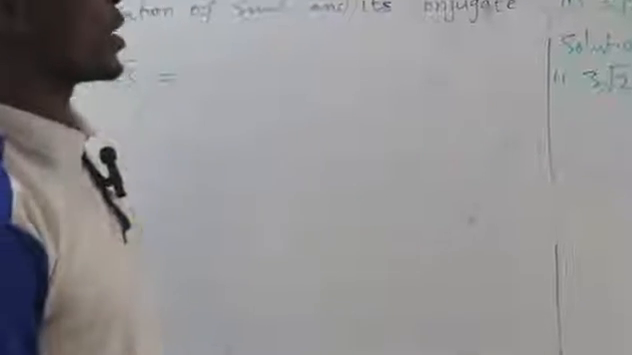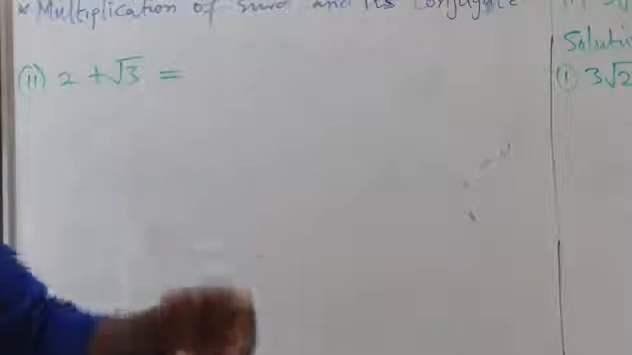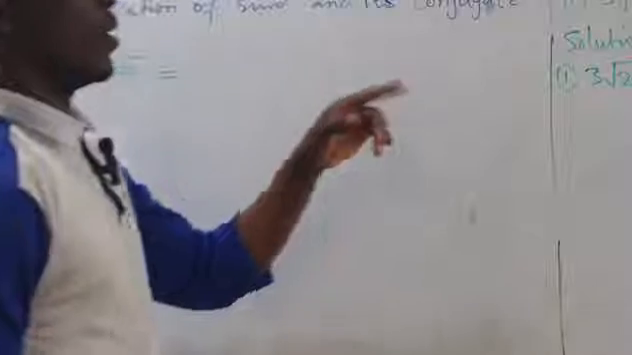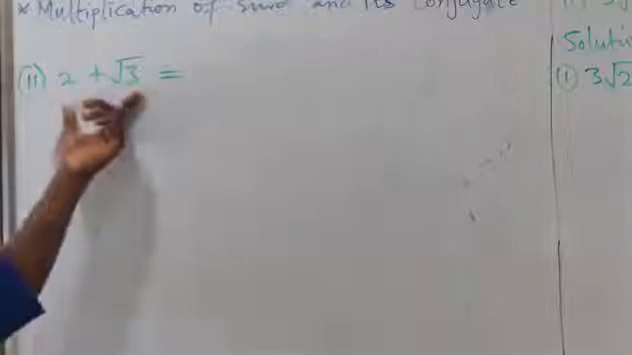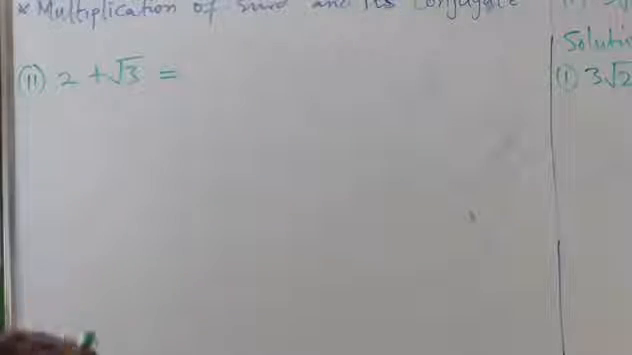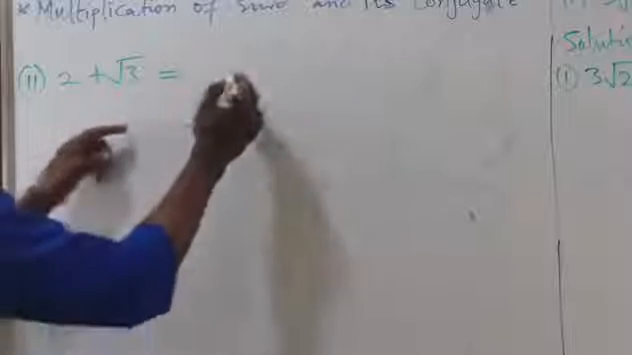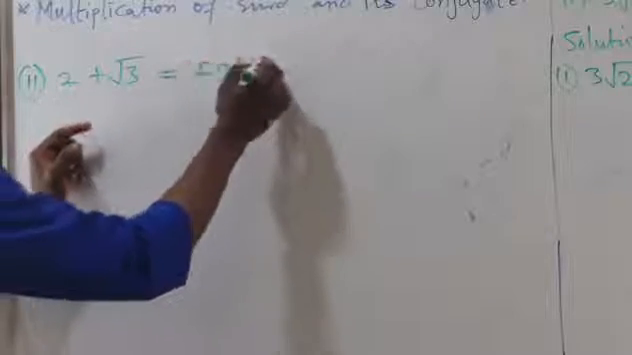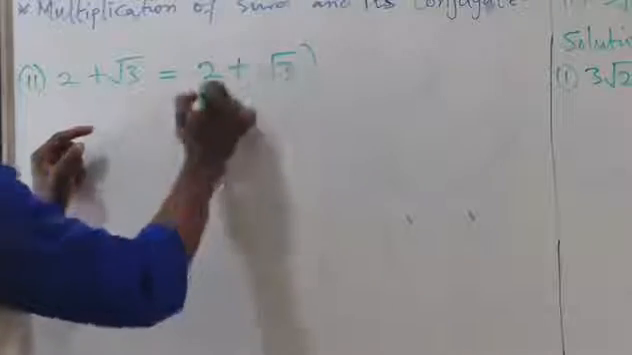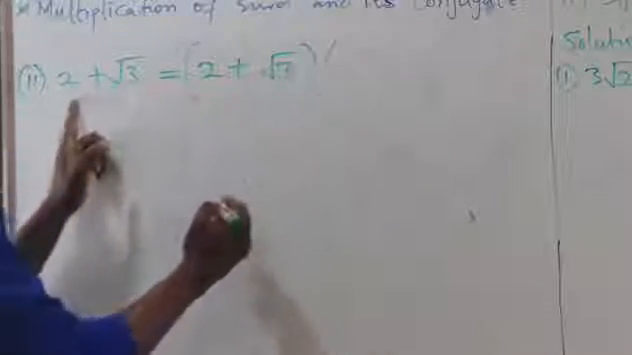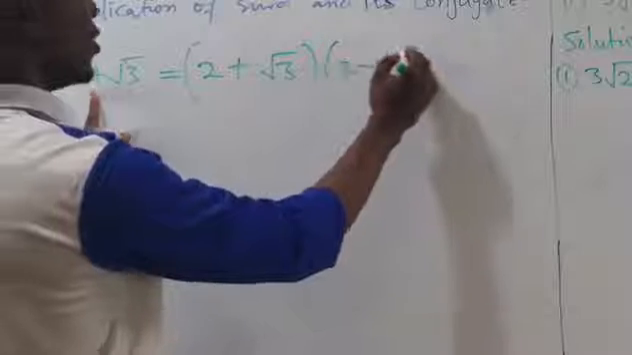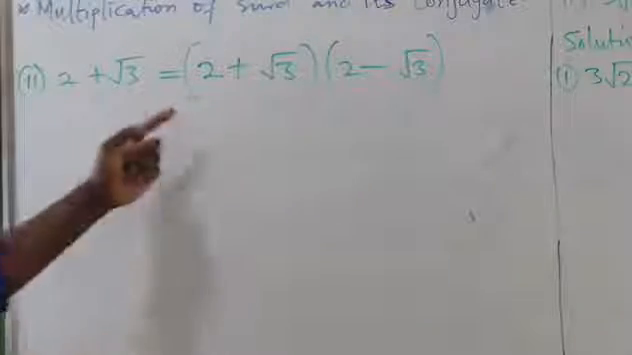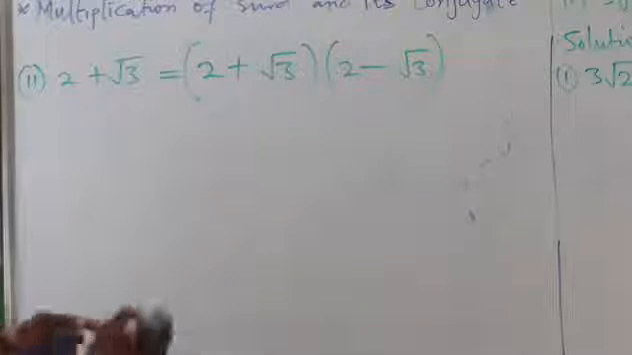Then question number 2 says multiply the following, multiply 2 plus root 3 with their conjugate. So we have 2 plus root 3 as the surd given. So the conjugate of this will now be, that is the product of the 2 plus root 3, which is the surd given, multiplied by its conjugate, that is 2 minus root 3. So the next thing to do is to open the bracket and simplify.